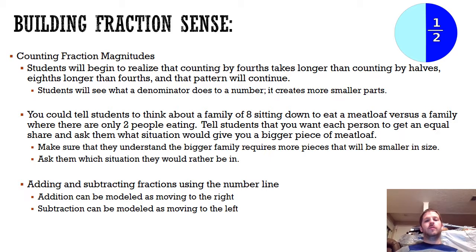Adding and subtracting fractions using the number line can be done thinking of addition modeled as moving to the right, subtraction modeled as moving to the left.